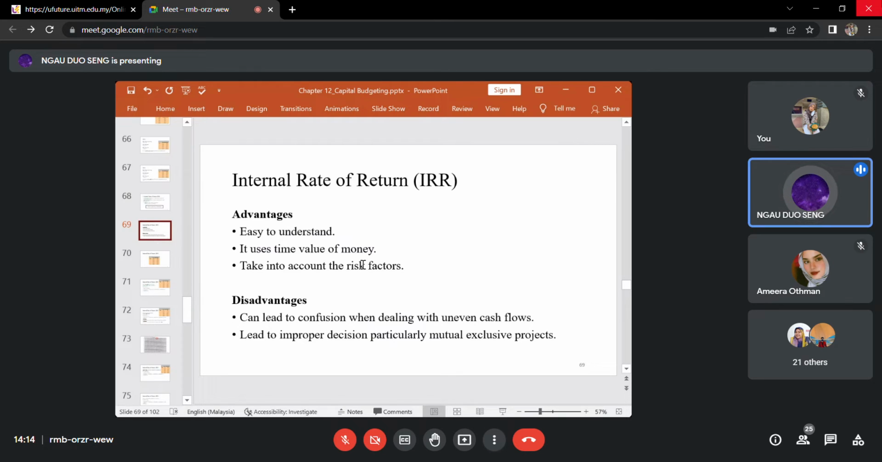So then we have the advantages. Here we have easy to understand, right? Because we are using a percentage return, how many percent return. So it uses time value of money, right? Take into account the risk factors. Disadvantages: can lead to confusion when dealing with uneven cash flow. So lead to improper decision, particularly mutually exclusive projects.